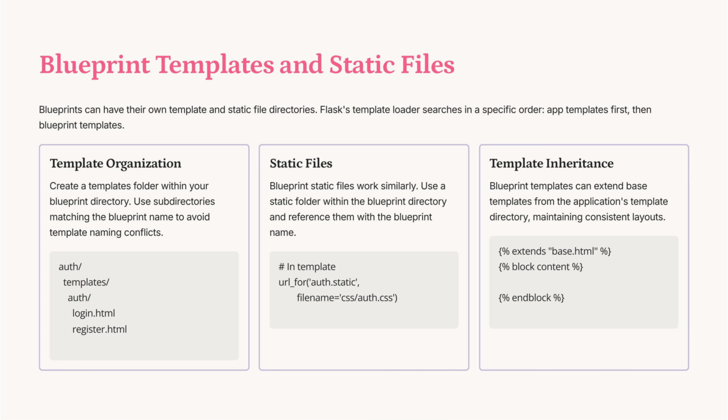Blueprints can have dedicated template and static file directories. Flask prioritizes app templates, then blueprint templates. Organize templates in subdirectories named after the blueprint to prevent conflicts. Static files follow a similar structure. Use url_for with the blueprint name to reference static files, ensuring proper file management and consistent template inheritance.